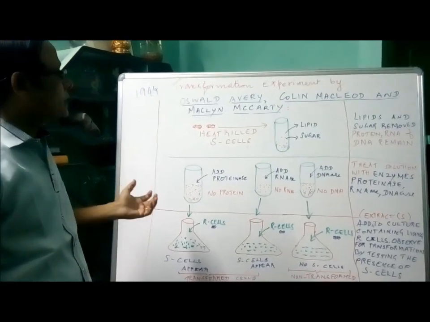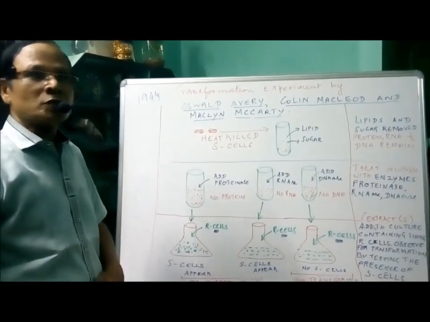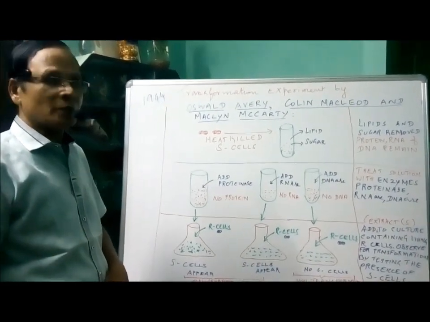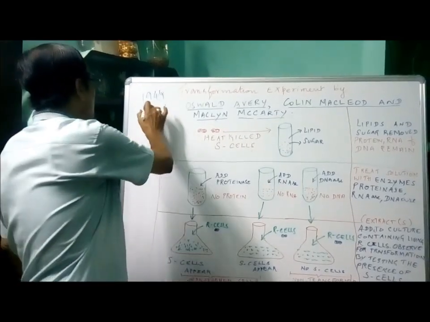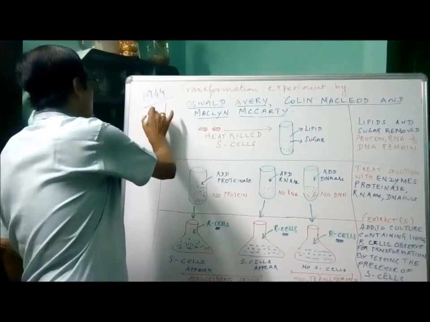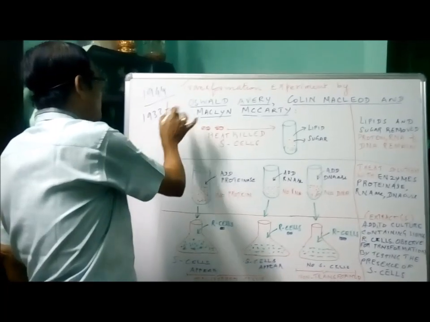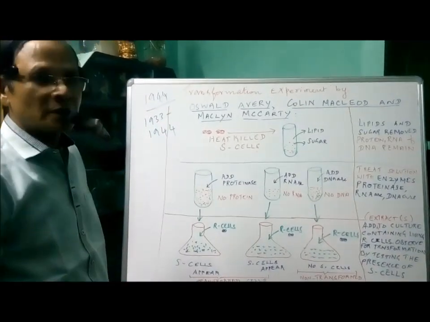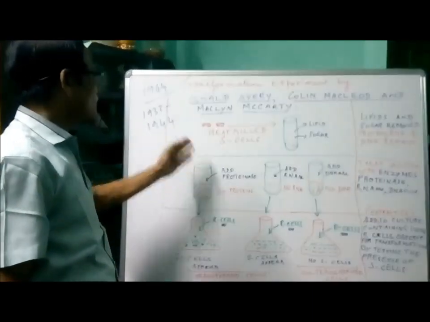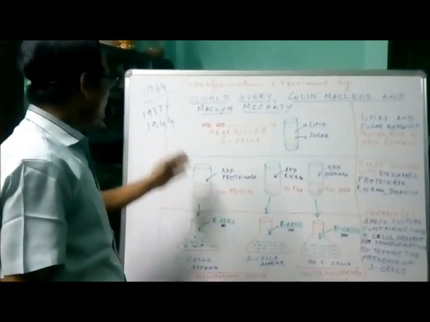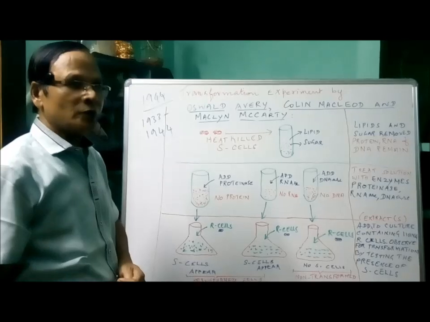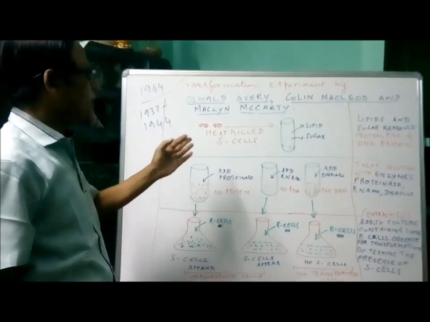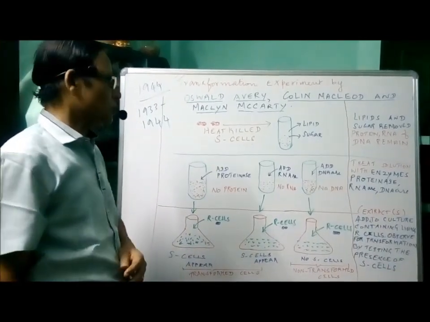The Griffith transformation experiment was repeated by three different people in 1944, but they actually did the experiment for nearly more than 10 years. They started in 1933 and concluded only in 1944. So anyway, we have to take 1944. In 1944 they did the experiment as per the book, in note 1.